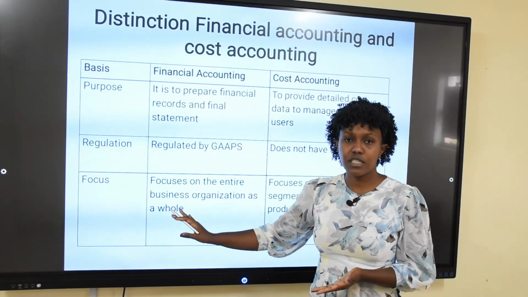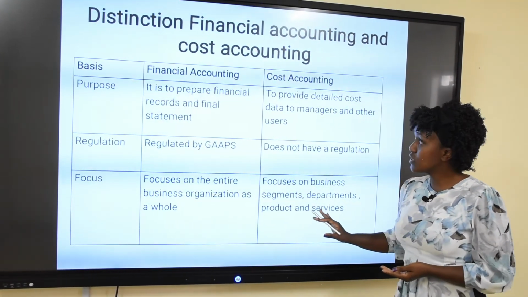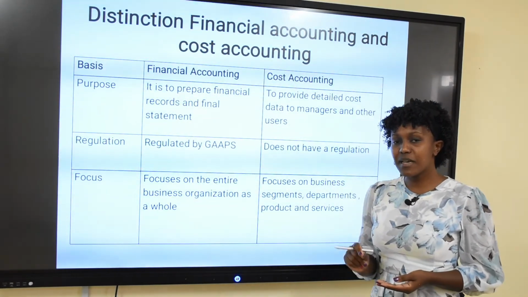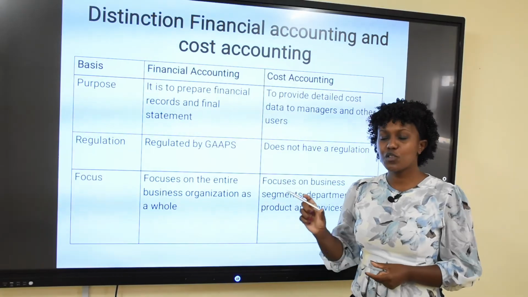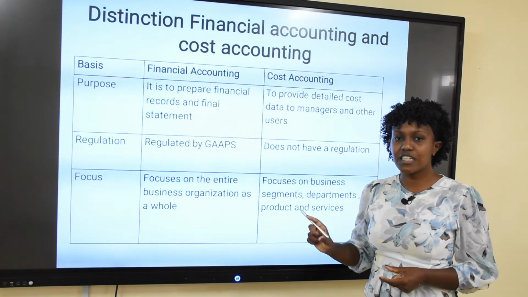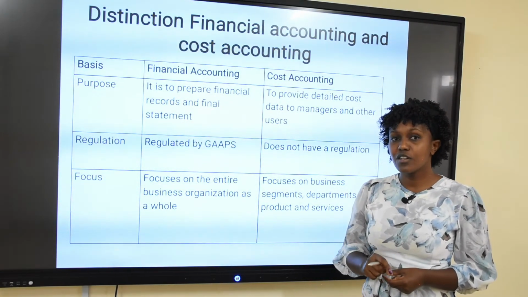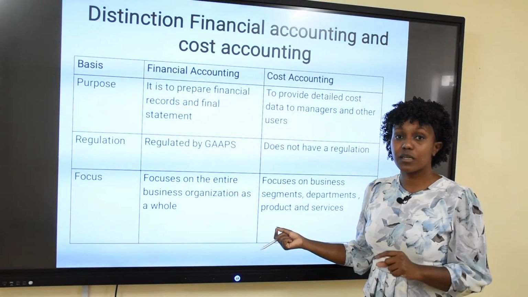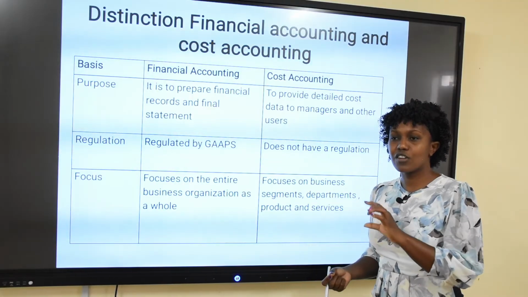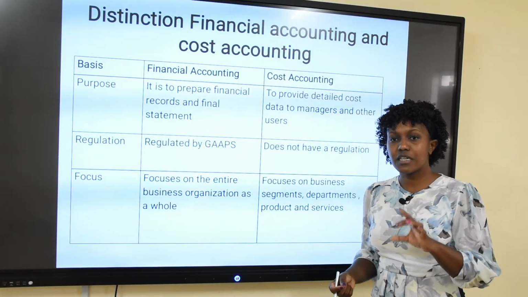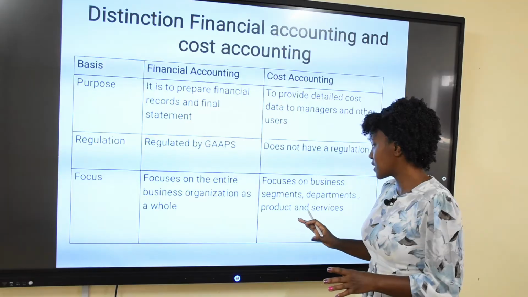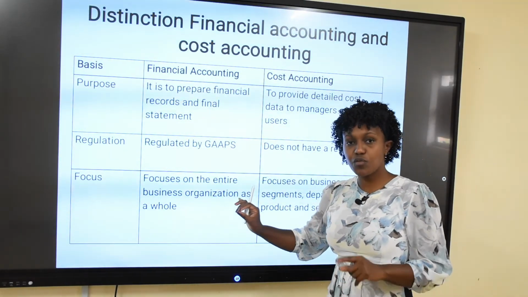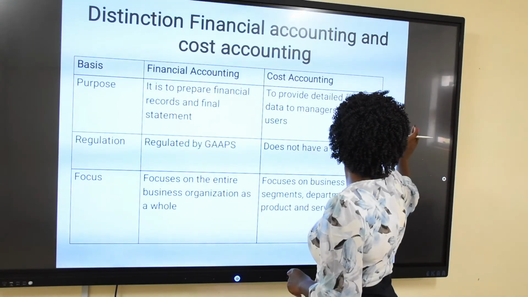Focus is for the whole organization. Cost accounting, on the other hand, focuses on products, segments, departments. So it focuses on different sections of the organization. So the focus here is different. It can even be a focus on a single product, a single service, a single segment or a department. So that is some of the key differentiation between financial accounting and cost accounting.